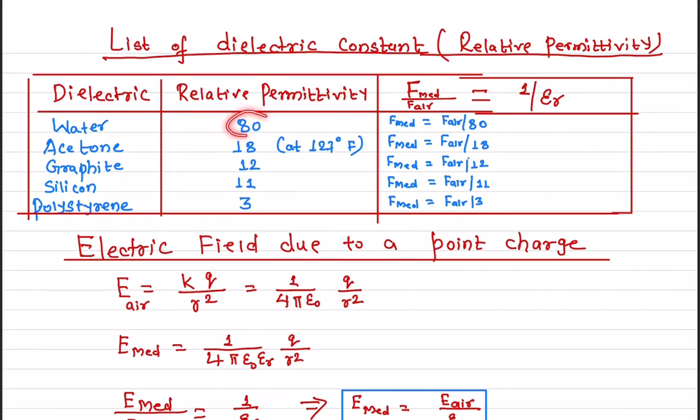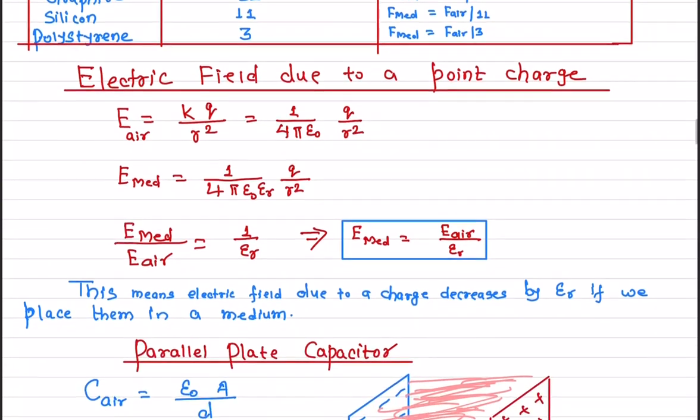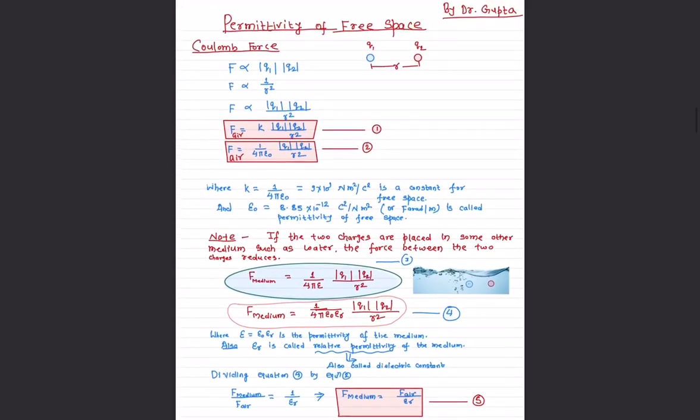If we place the two plates into the water, the capacitance will increase by 80 times, and the reason is the relative permittivity is 80 for the water. If you place the two plates into the silicon, it will increase by 11 times. And that's the reason if you open any capacitor, there's some medium in between, and the reason is the capacitance increases if you place them into a medium.